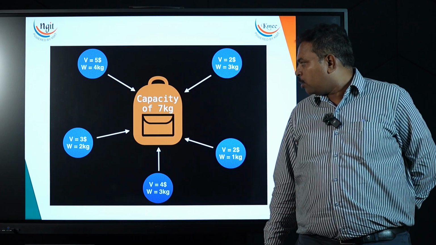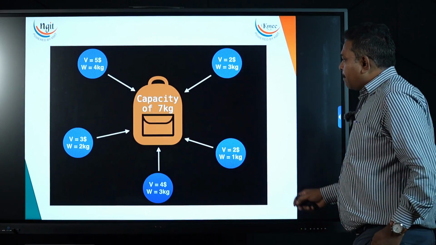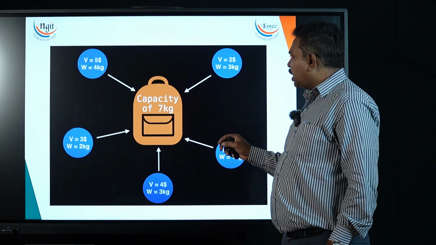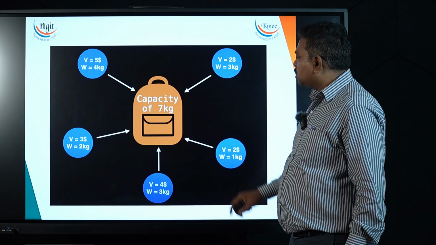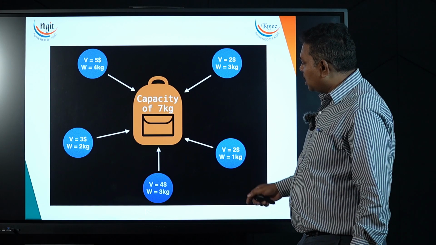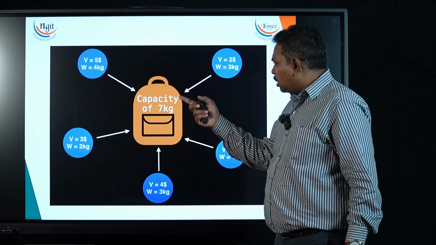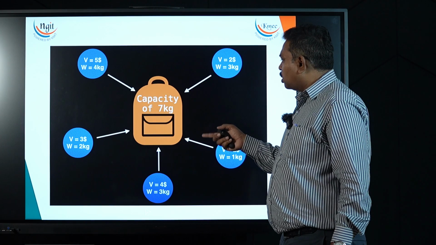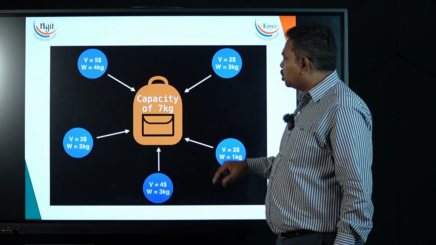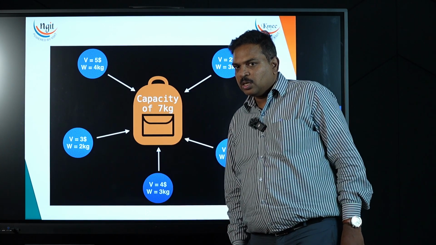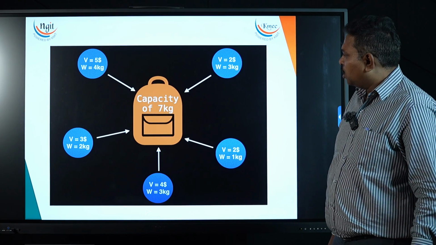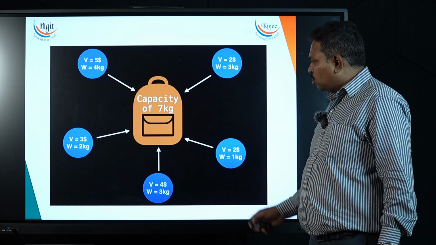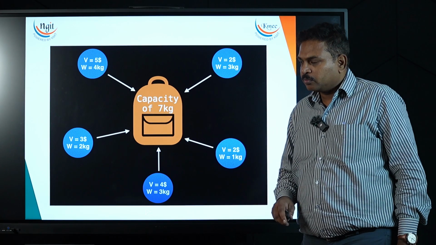Now our problem is that we have to select these items based on their weights in such a way that if you make a sum of all the items, it should not cross 7 kg. That means, what is the maximum value you can achieve by keeping those items in the bag?